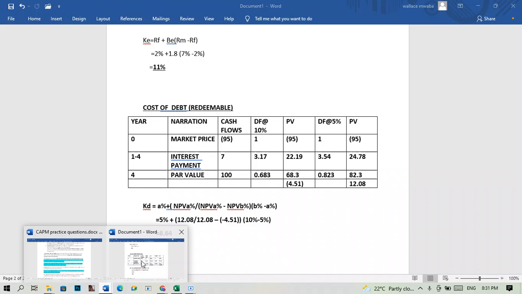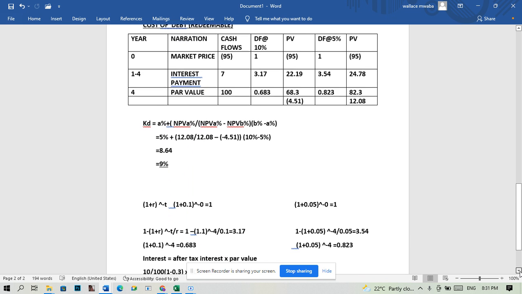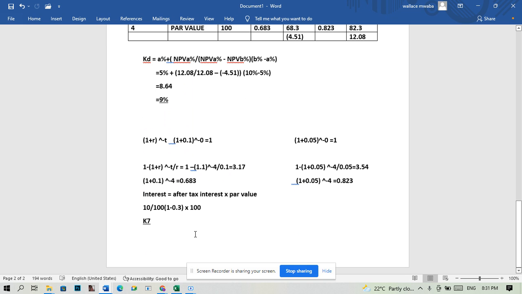All right, so we've calculated our cost of equity, cost of debt, and our market values of equity and debt. Now we have to calculate the weighted average cost of capital.